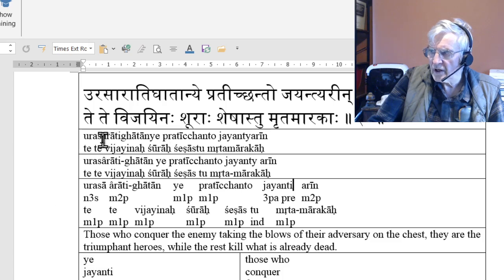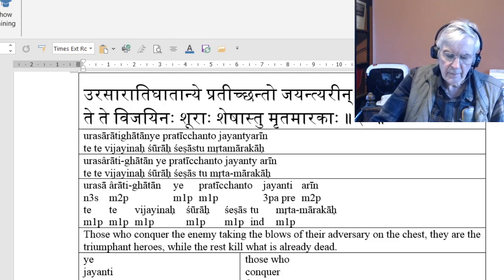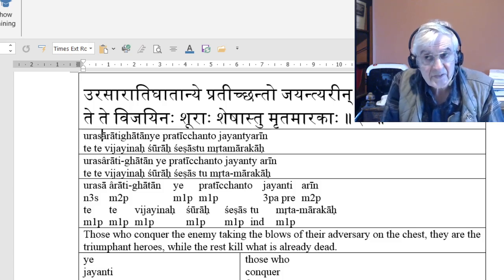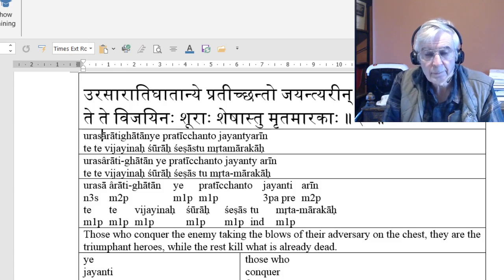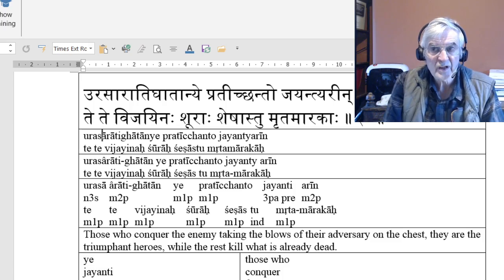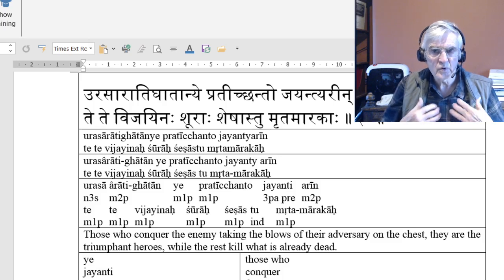Okay, so uras, it's a consonantal declension word ending in as, like manas, namas, uras. So therefore the instrumental ends with a long a. So urasa, with the chest, means they receive those blows with the chest.